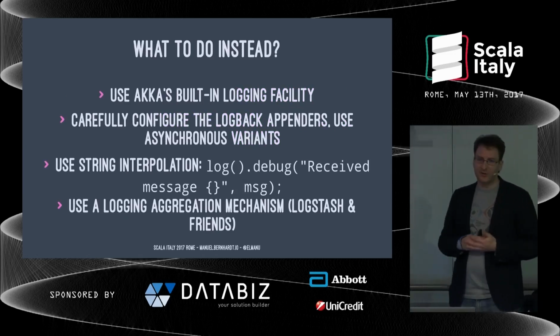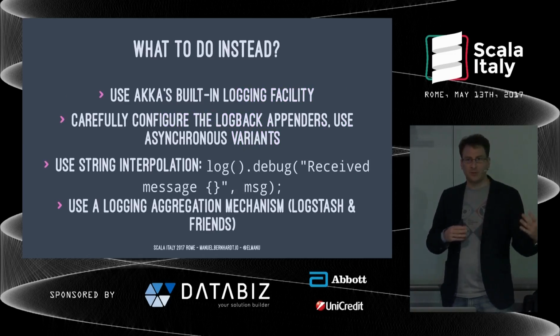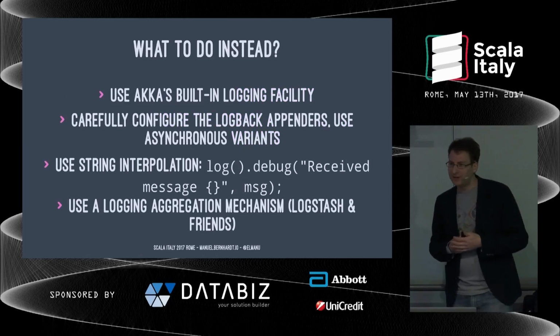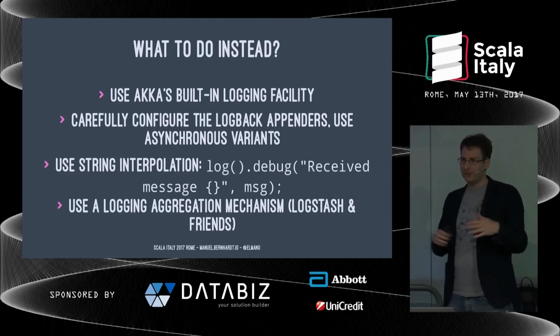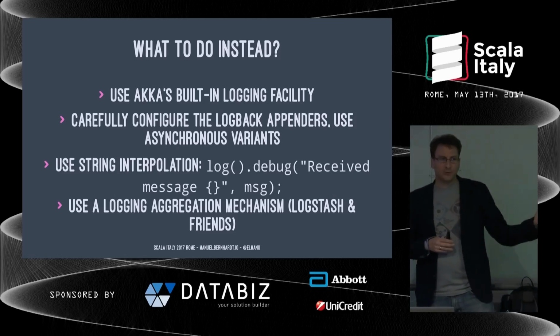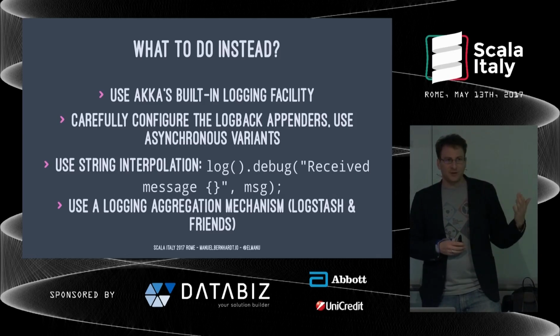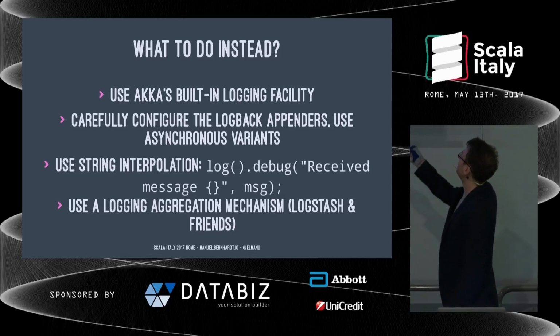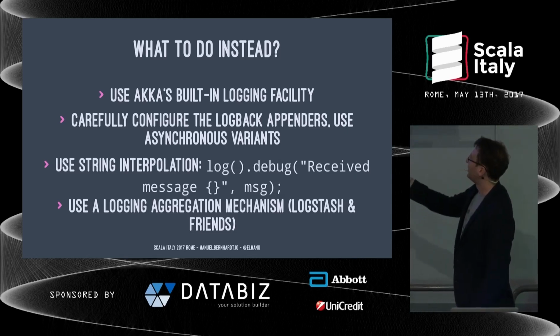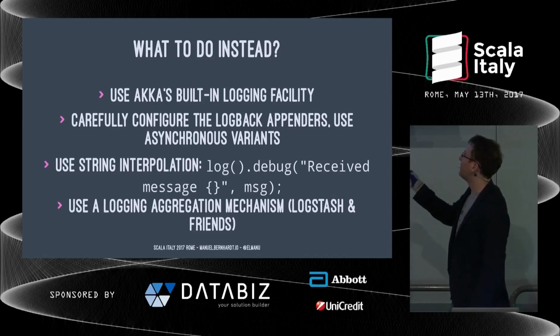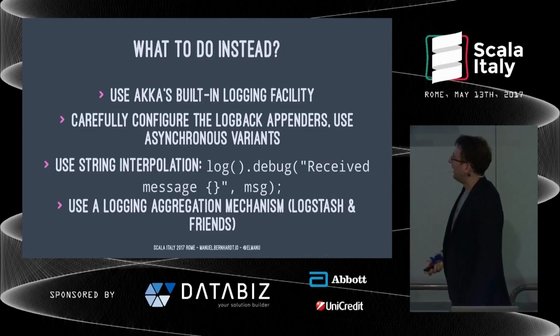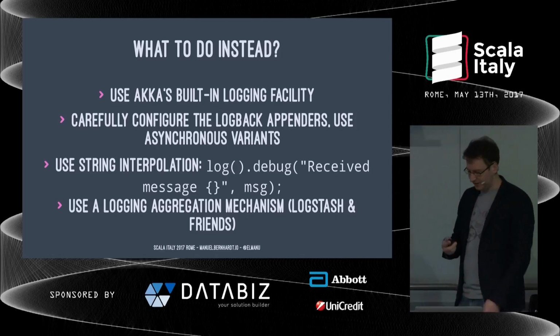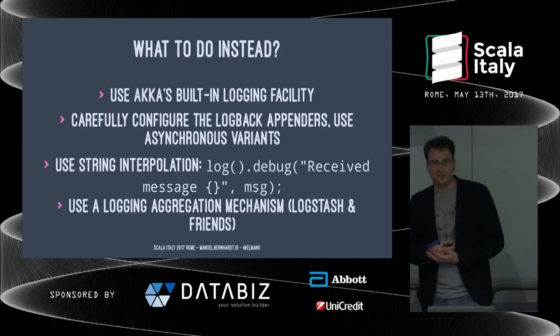Please use Akka's built-in logging facility. Don't invent your own or use another library. It actually uses asynchronous streams when you log using the built-in stuff. If you configure appenders, make sure you use the asynchronous variants for logging in files, etc. Use string interpolation. So that's very easy. You say received and then message and then this open-close curly braces, and here you pass whatever you wanted. So this is only going to be run if needed; it's not going to evaluate toString or anything unless it's really needed. And then, I mentioned Logstash and friends before. Use that if you want to monitor your things.